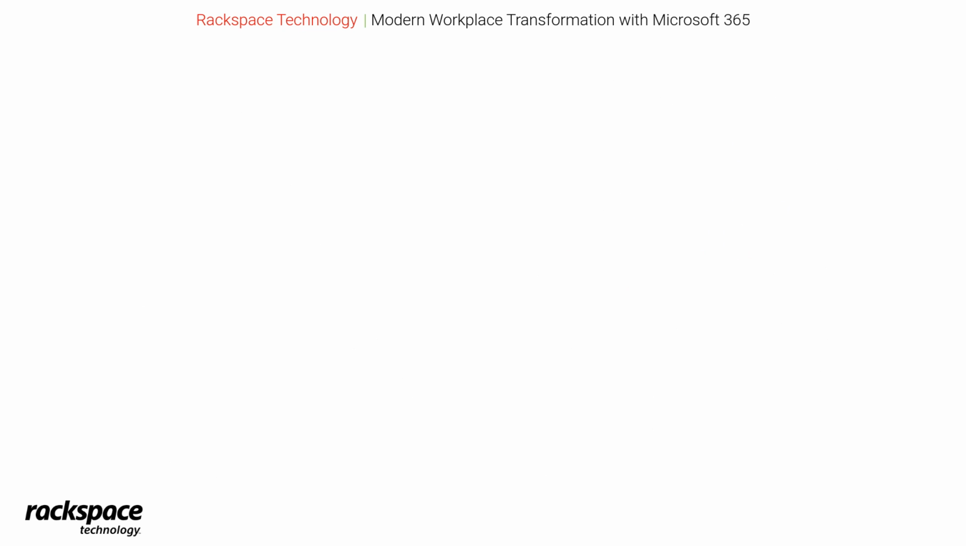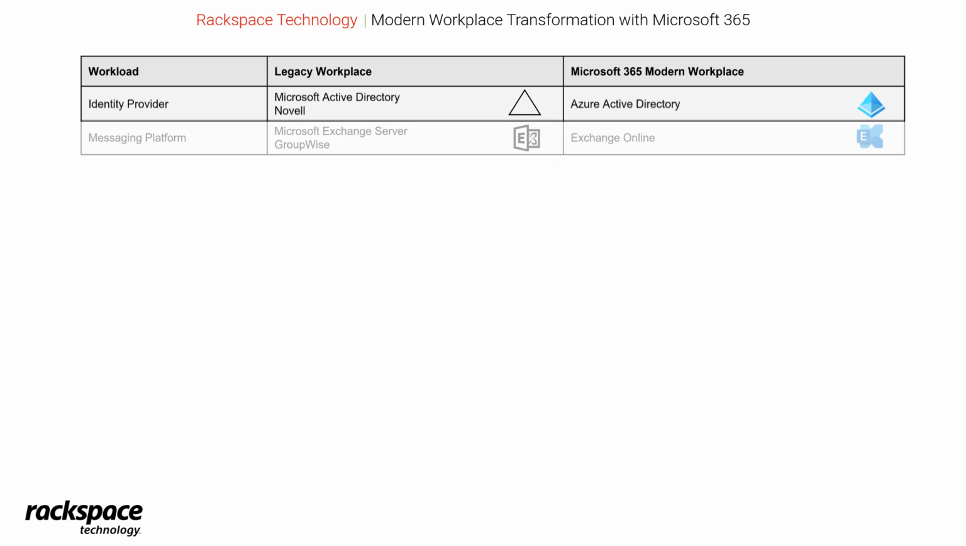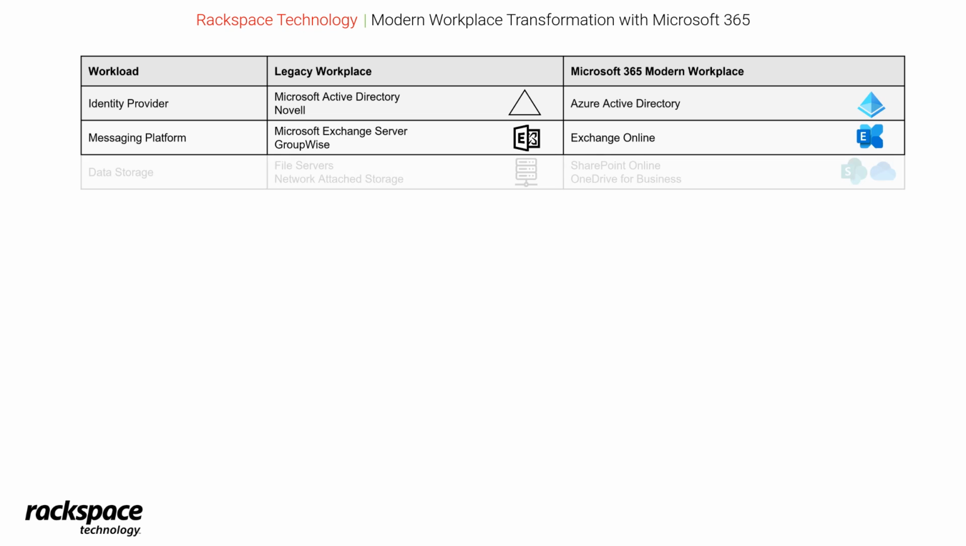So Microsoft Modern Workplace consolidates many of the existing legacy workplace solutions that you may be using today. Azure Active Directory provides the identity and access management in the Microsoft Modern Workplace. Users, groups, devices, just as you are familiar with Active Directory, are managed in Azure Active Directory in a similar manner. Exchange Online is the messaging platform in Modern Workplace with a similar look and feel from its legacy workplace counterpart, but with more features and much better security.